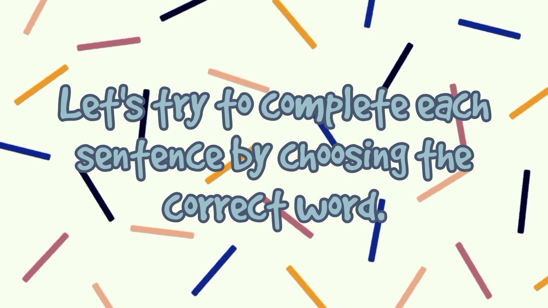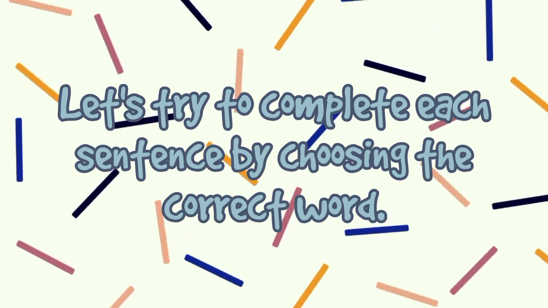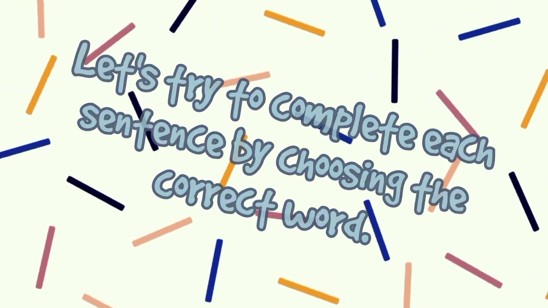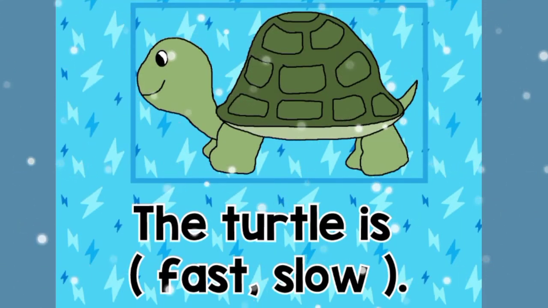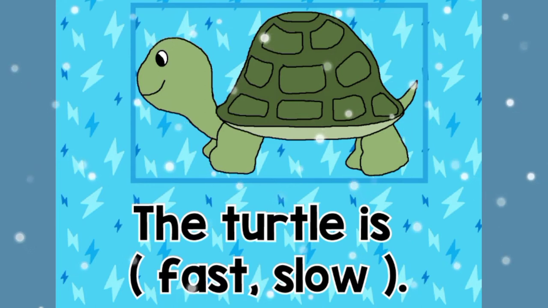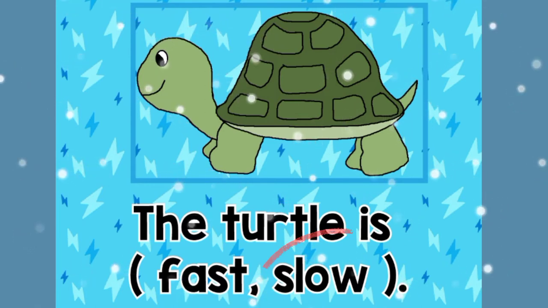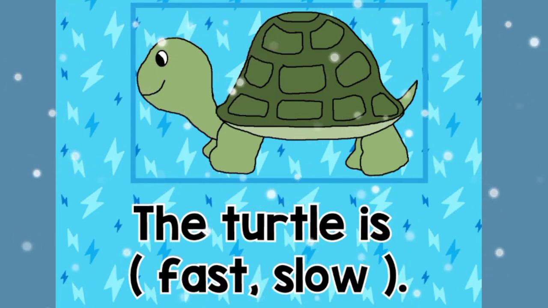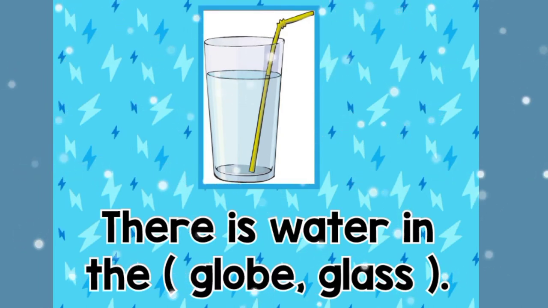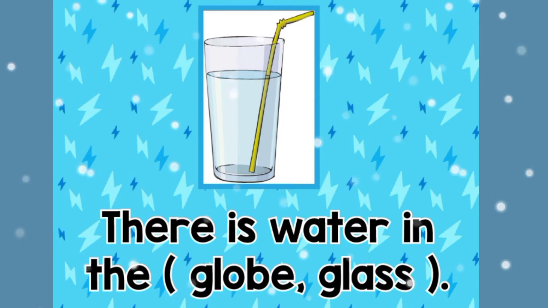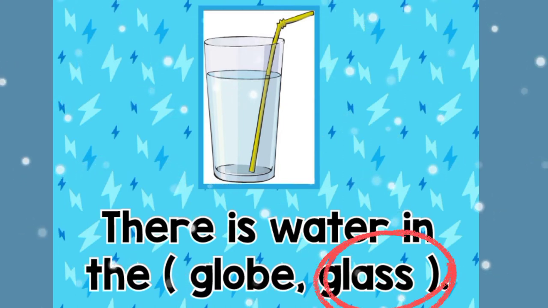Kids, let's try to complete each sentence by choosing the correct word. The turtle is fast or slow? Yes, slow. There is water in the globe or glass? Yes, glass.